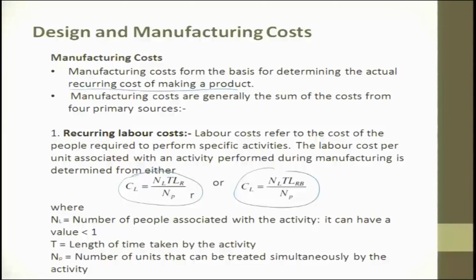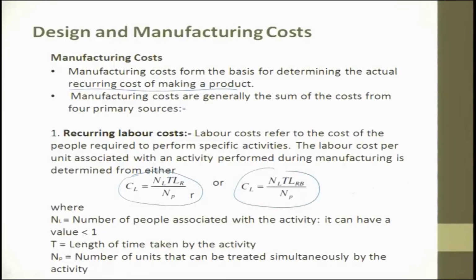So, these two formulas are the same. Where NL is the number of people associated with the activity, it can be values always less than 1. Then T is nothing but the length of the time taken by the activity. NP is the number of units that can be treated simultaneously by the activity.